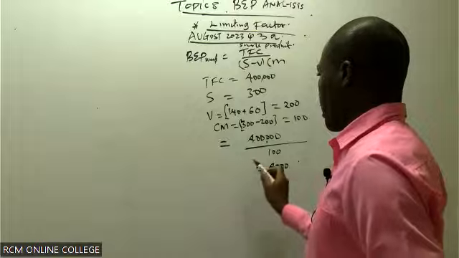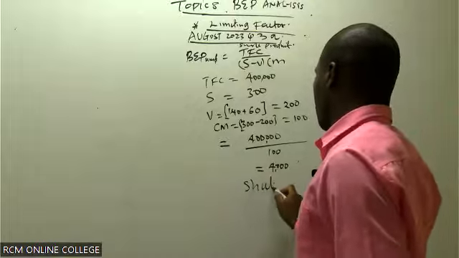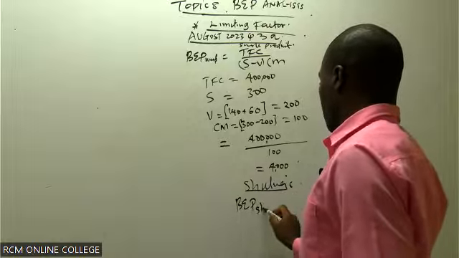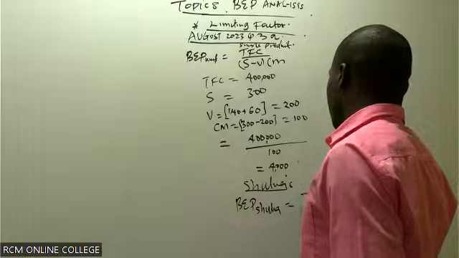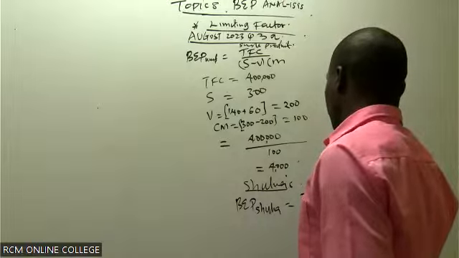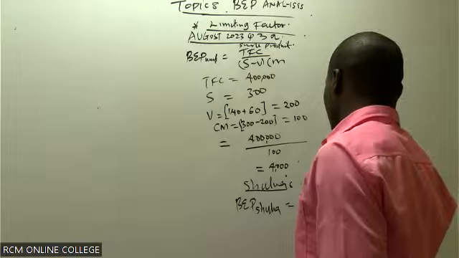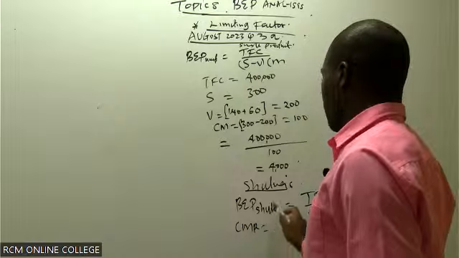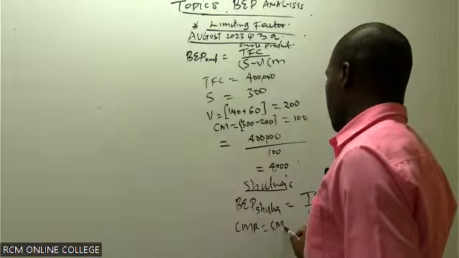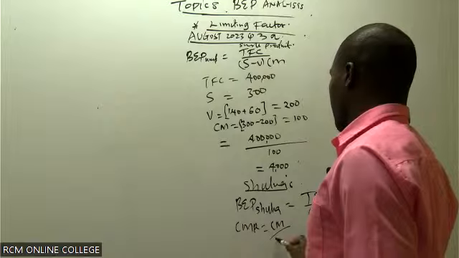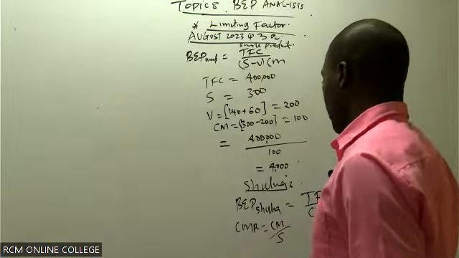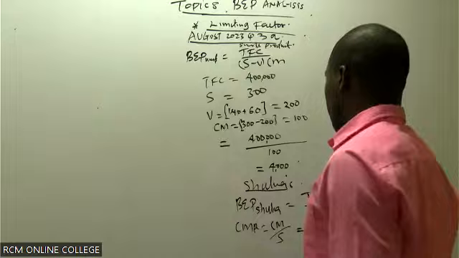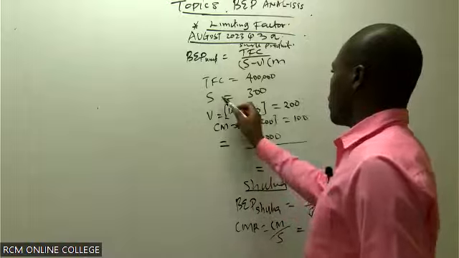I want you to go ahead and get the break-even point in shillings. The break-even point in shillings is equivalent to total fixed cost divided by contribution margin ratio. Contribution margin ratio is equivalent to contribution margin divided by sales per unit. Do we have the two? Yes. Contribution margin is 100. Then sales is equivalent to 300.